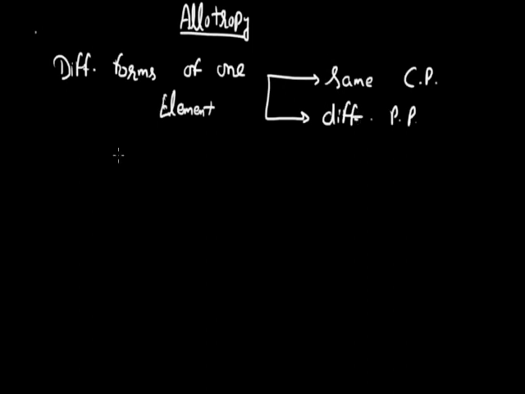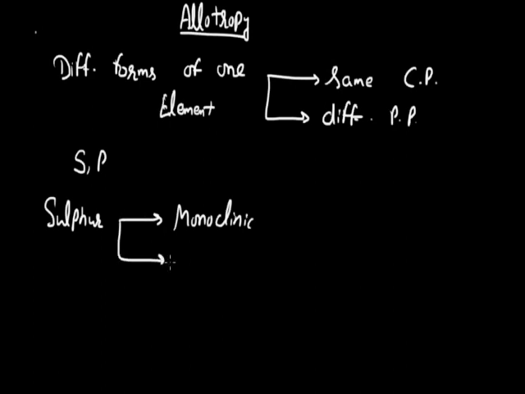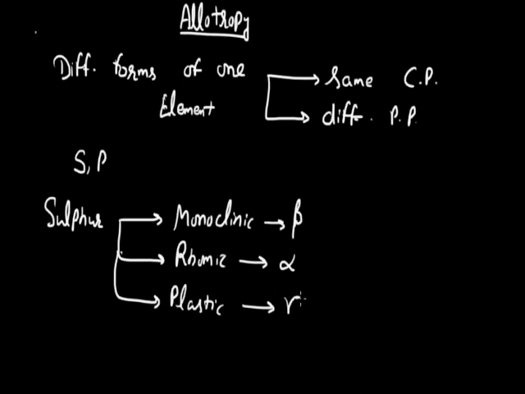Except carbon, we have two more important elements which show the property of allotropy. They are sulfur and phosphorus. Sulfur exists in three important allotropic forms. The names of these allotropes are monoclinic sulfur, rhombic sulfur, and plastic sulfur. These allotropes of sulfur are also known as alpha sulfur for rhombic, beta sulfur for monoclinic, and gamma sulfur for plastic sulfur.